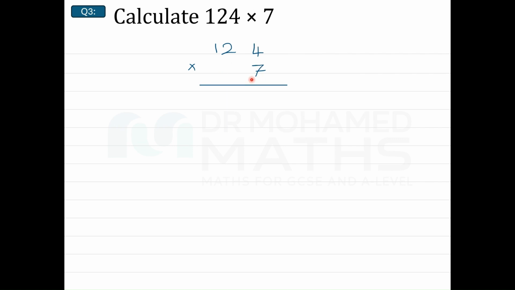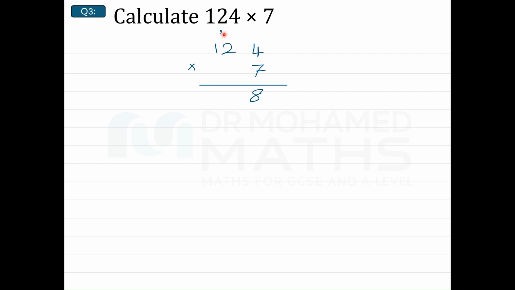And then we start as normal. Start by multiplying 7 by the first digit. 7 times 4 is 28. So I write 8 here and I write 2 in a small font above the next digit like this. And then 7 times 2 is 14. 14 plus this small number left from the previous multiplication. So 14 plus 2 is 16.